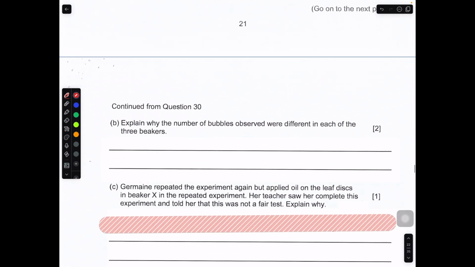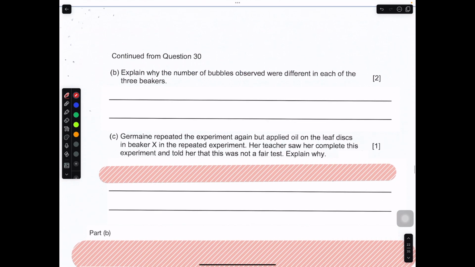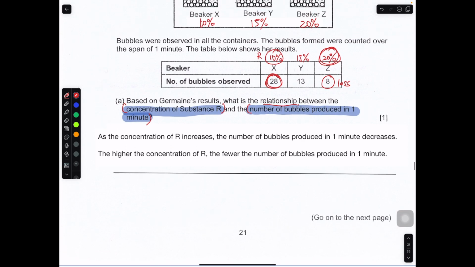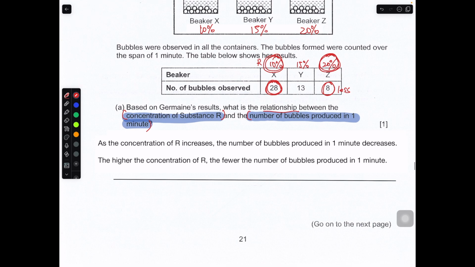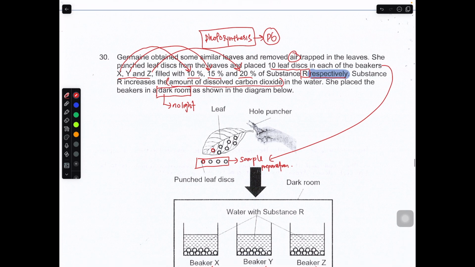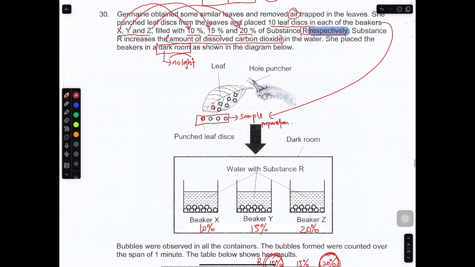Okay, so let's move on to the next question. Explain why the number of bubbles observed were different in each of the beakers. So they're asking you, how come they have different bubbles? Different bubbles come from different concentrations of R. That is something that you need to understand first. But let us go to this part before we understand how to answer this. The key part is the leaf itself.